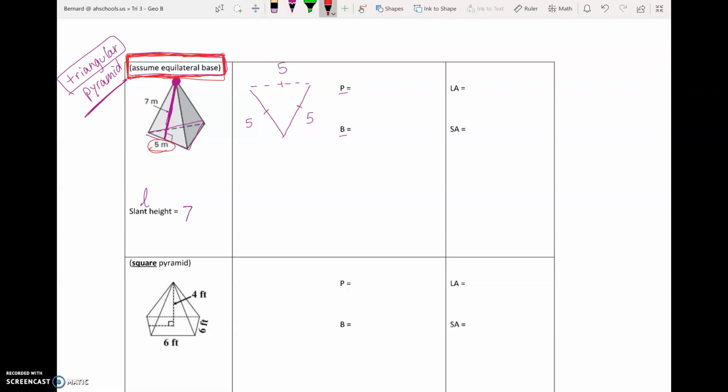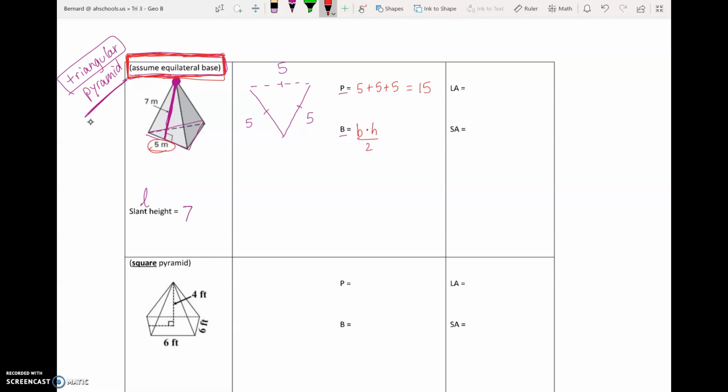Because part of finding lateral area and surface area is starting with finding perimeter. And now we know all 3 sides of this triangle, so our perimeter is just 5 plus 5 plus 5. So our perimeter here is 15. Now we do need to find the area of this base. Remember, our base is a triangle. So the formula for area of a triangle is base times height divided by 2.